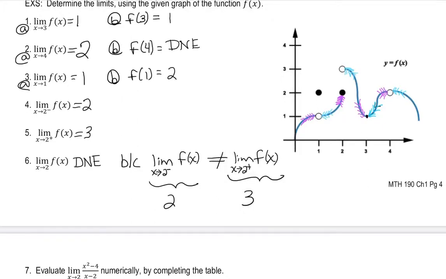Okay, so this is the first way we're going to talk about limits: graphically. Next time we'll come back and look at an example of determining limits numerically.